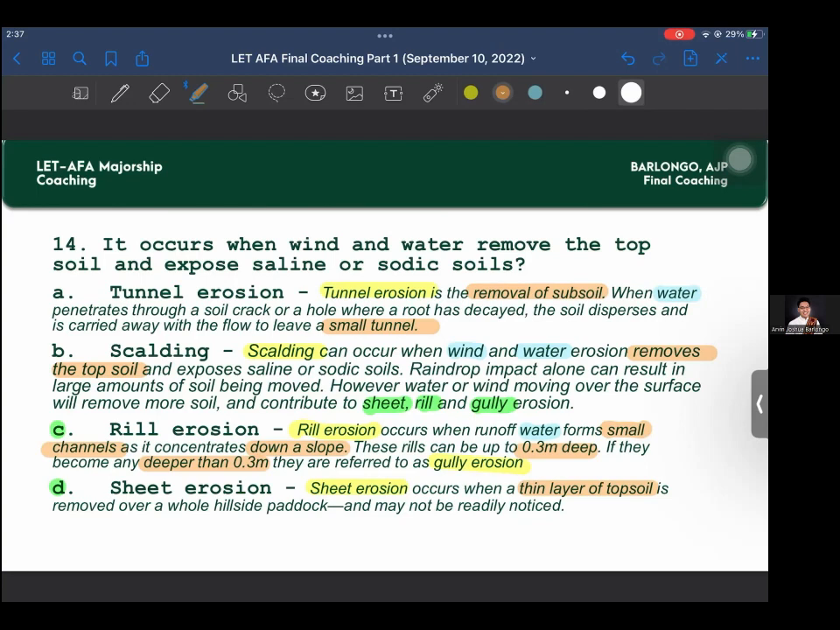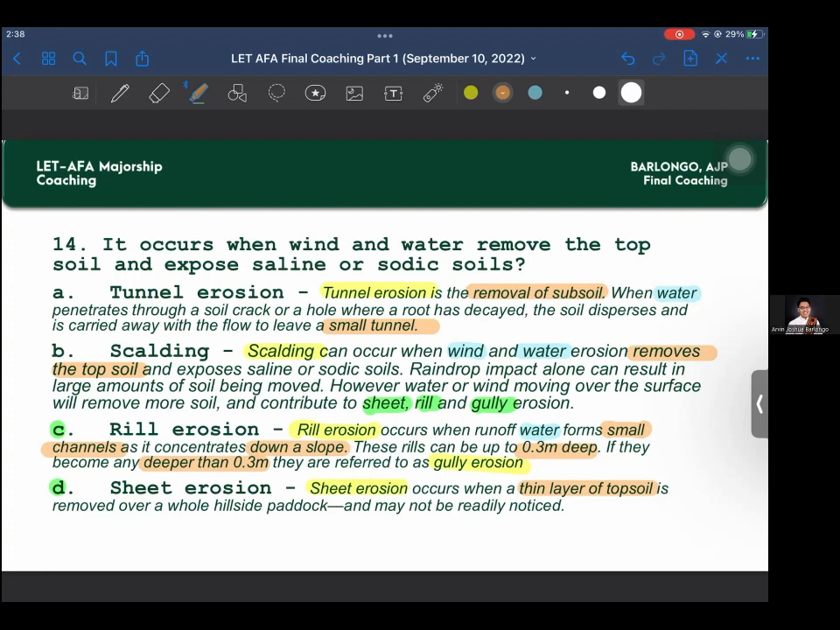Again, as a review, before we take another 5-minute break, ayan, yung tunnel erosion natin, removal of subsoil, ang agent of erosion ay water, tas ang kanyang result ay mga small tunnels, kaya siya tunnel erosion. So ang scalding naman, when wind and water erosion, or yung mga agents na yon, is nire-remove ang top soil. So ang other subtypes under scalding ay sheet, rill, and gully erosion. Kapag sinabing rill erosion, water ang agent, tas ang produkto or ang resulta ay small channels na pababa, down a slope. Tas kapag rill erosion, tatandaan na 0.3 meters deep. Kapag mas lumalim doon, ang tawag na doon ay gully erosion.